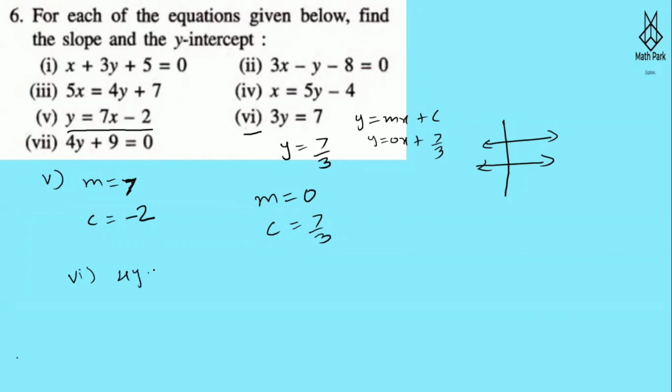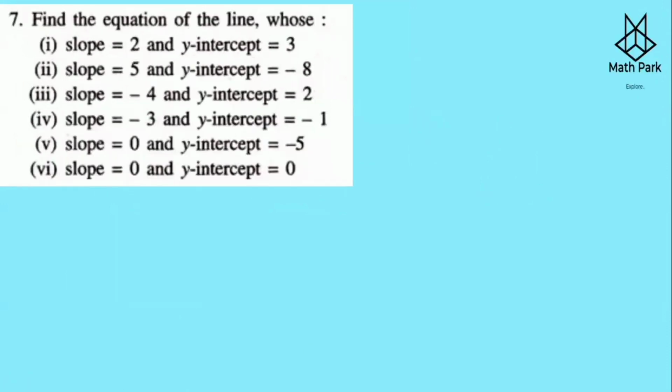So you get 4y is equal to minus 9, or y is equal to minus 9 by 4. Again, this is a line which is going to lie down in this part over here. And in the same way, you get slope is equal to 0. This is going to be a line which is parallel to the x-axis. And your y-intercept, that is c, is equal to minus 9 by 4. Easy? Now, moving to the next part.